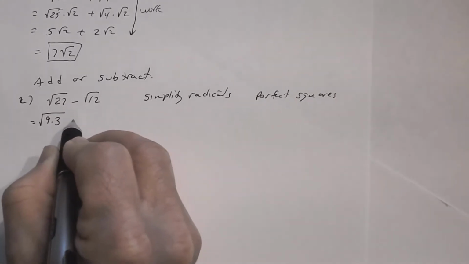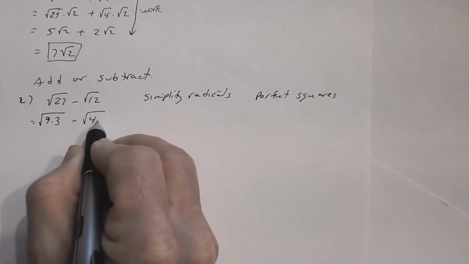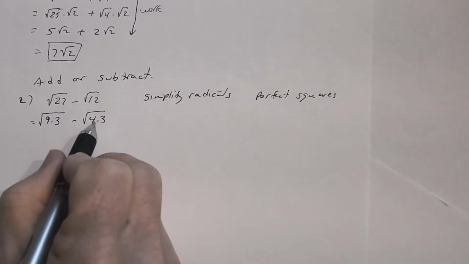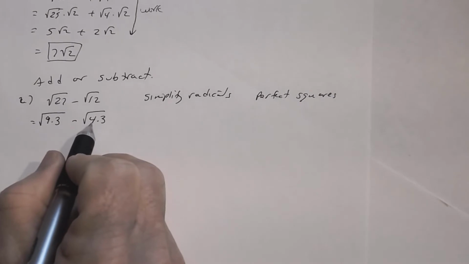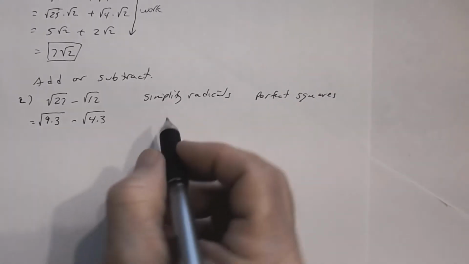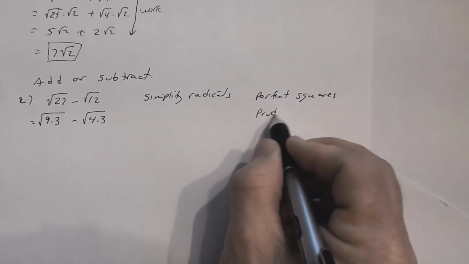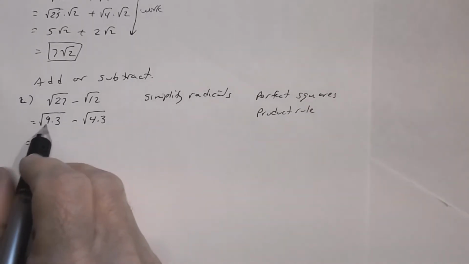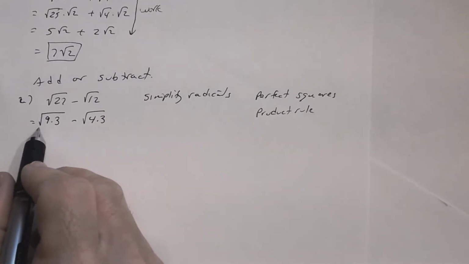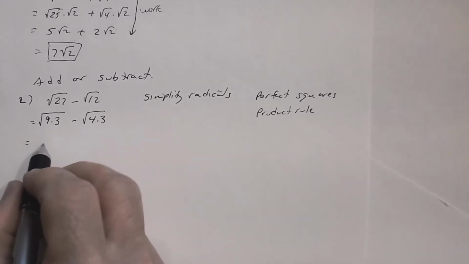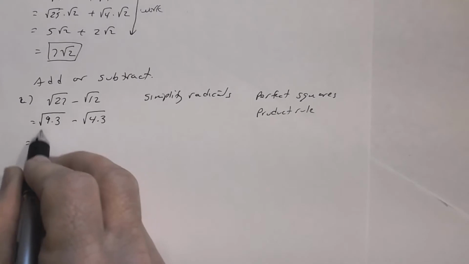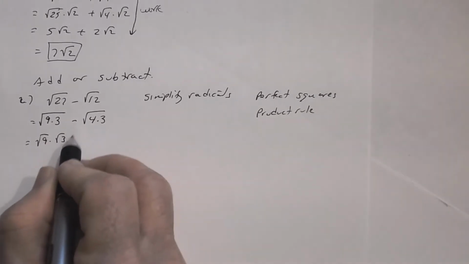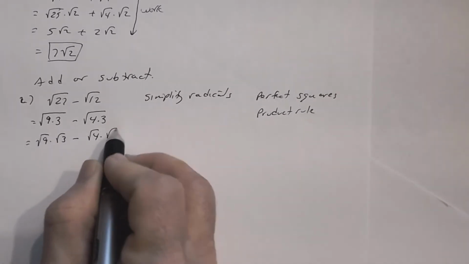All right, so that means I'm going to rewrite this as the square root of 9 times 3 minus the square root of 4 times 3, right? Because 9 times 3 is 27, 4 times 3 is 12, and 9 and 4 are perfect squares. Now I'm going to use the product rule. So the product rule says that if I have the square root of a product, then I can rewrite this as the product of the square root of each factor. So the square root of 9 times the square root of 3 minus the square root of 4 times the square root of 3.